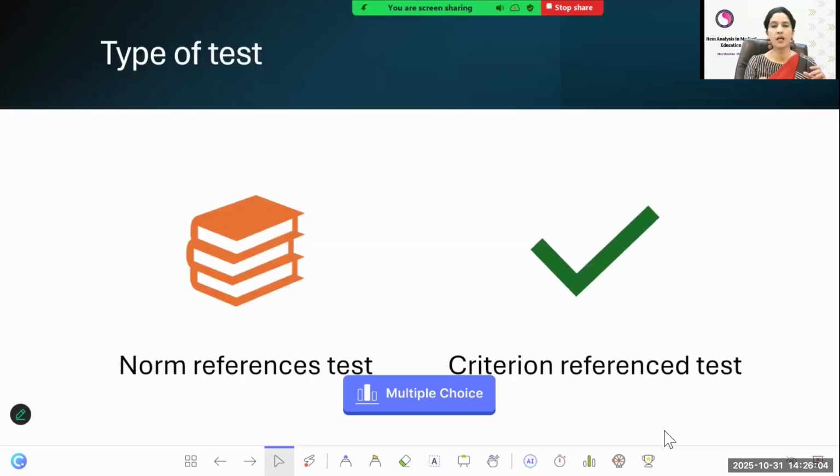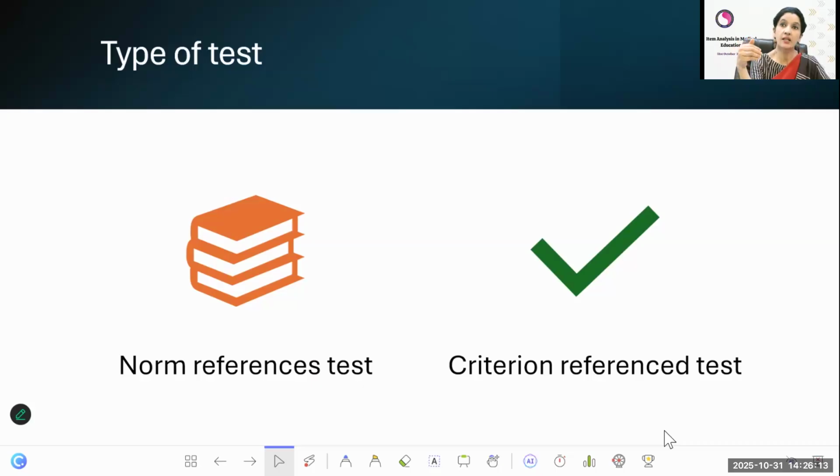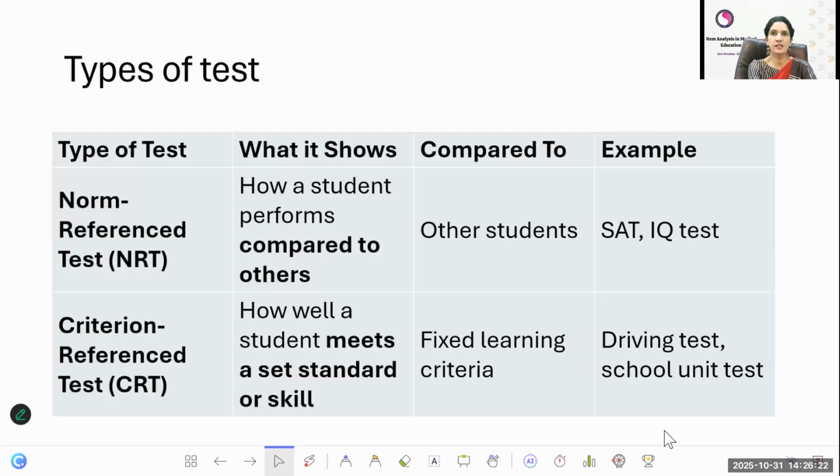Now coming to the types of test. There are 2 types of tests: a norm reference test and a criterion reference test. What is the meaning of norm reference and criterion reference? A norm reference test is when we compare one student to the rest of the students. Like NEET, or any percentile test, JEE, or even USMLE, GRE: all these are norm referenced because one student is compared to the rest of the students.